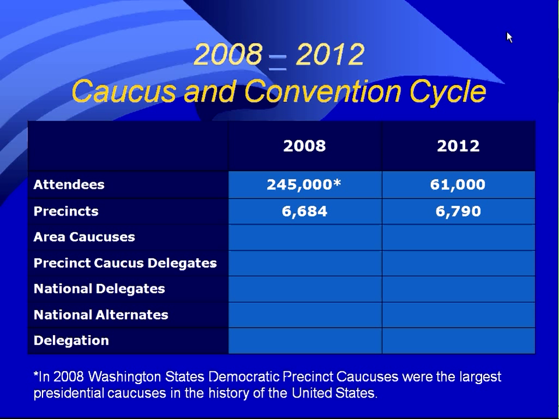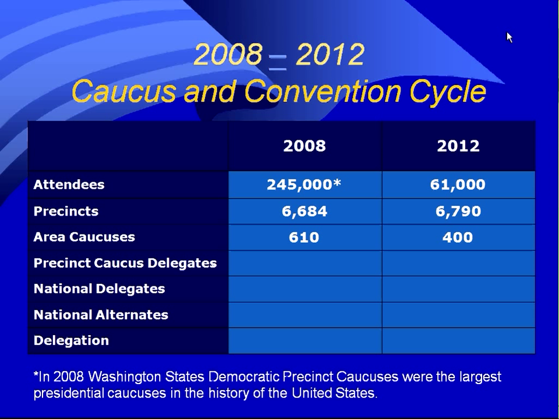The number of precincts is roughly about the same. We're going to have about 6,800 precincts. In 2008, it basically was about 37 attendees at each precinct caucus, and now we're expecting about 9. That's going to vary widely depending on what part of the state you live in. And the area caucuses, in 2008 we had about 610. In 2012 we are planning on having about 400.